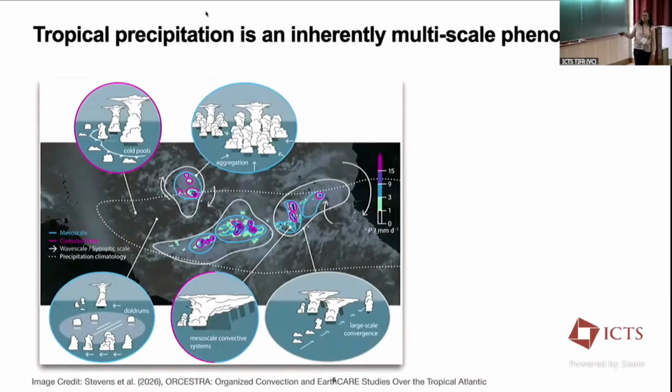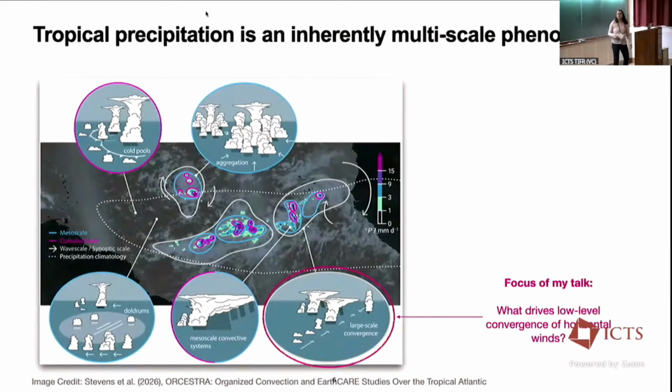So you have cold pools, which fall in the cumulus scale, and convective aggregation, which we heard a lot about yesterday, which falls in the mesoscale. And you have the mesoscale convective systems, which have both cumulus scales and mesoscales interacting. And you also have the large-scale convergence. And by large-scale convergence, I mean, what are the forces that exist in the boundary layer that impose a low-level convergence? And that is the focus of my talk.